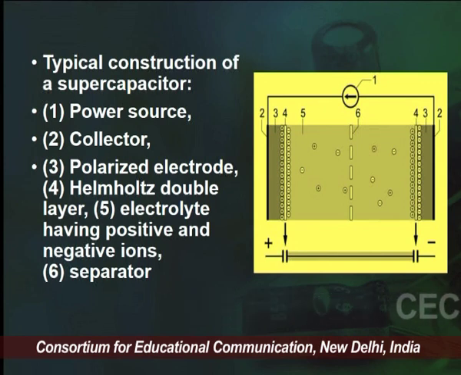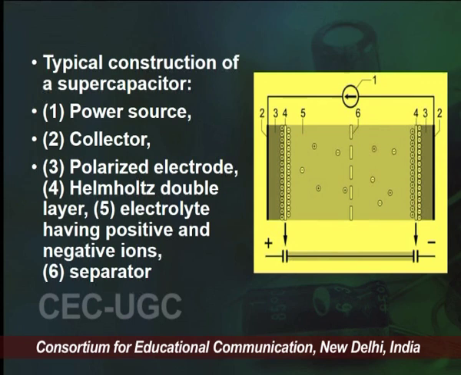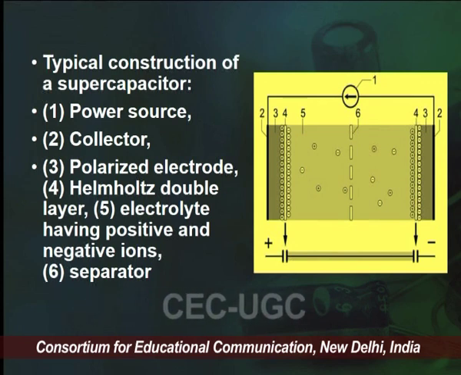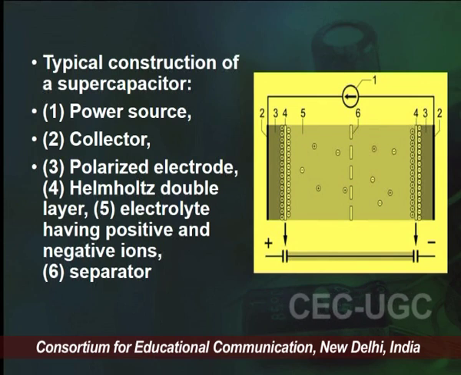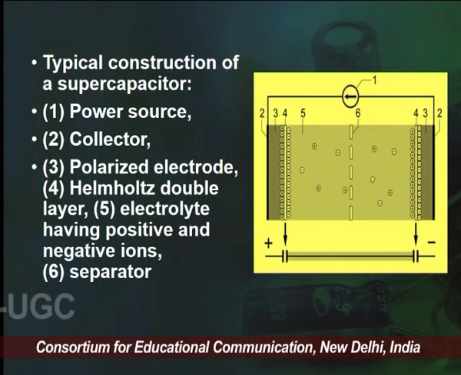So we have six parts in the supercapacitor. One is the power source, second is the collector, third is a polarized electrode, fourth is a Helmholtz double layer, fifth is an electrolyte having the positive and negative ions, and sixth is the separator.